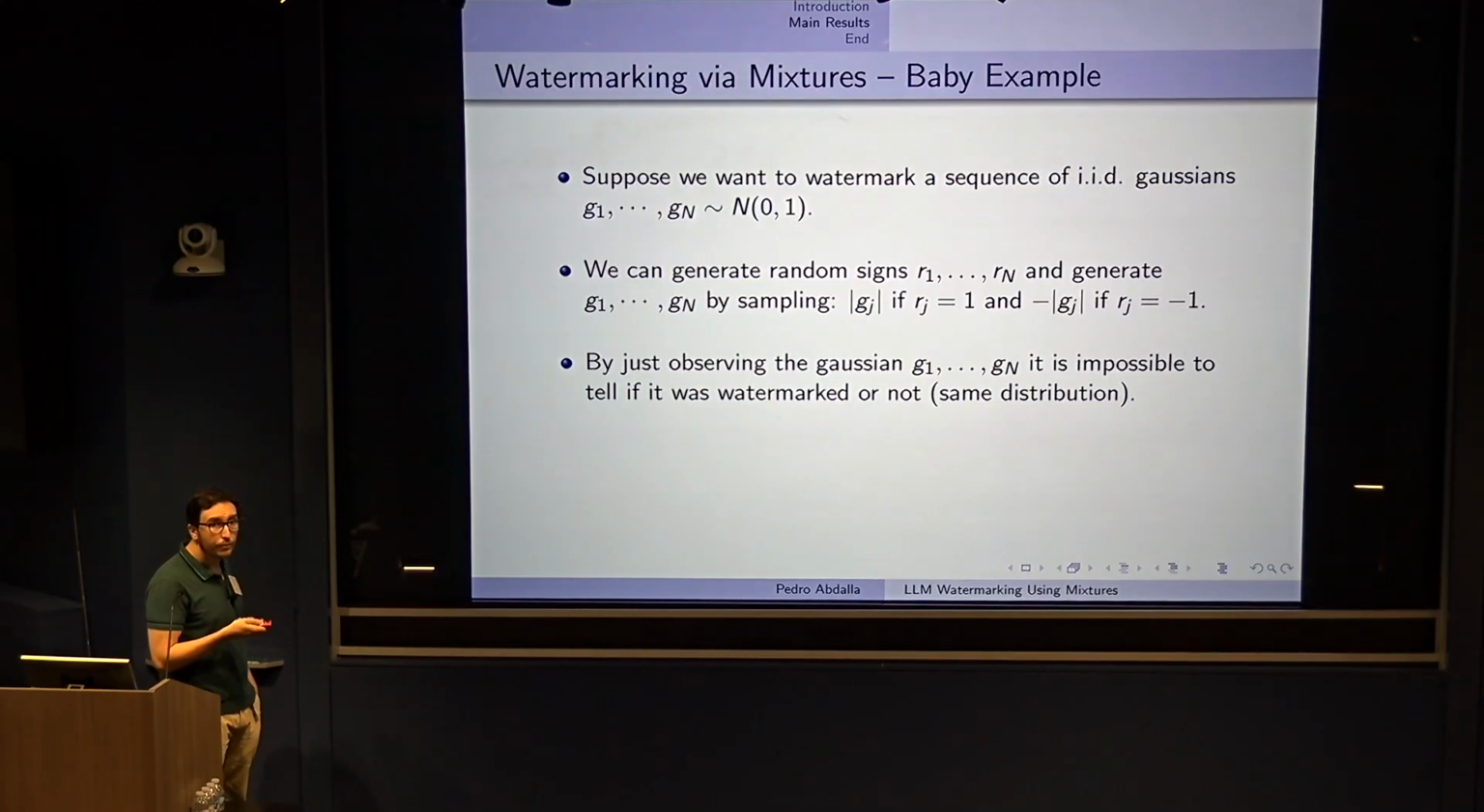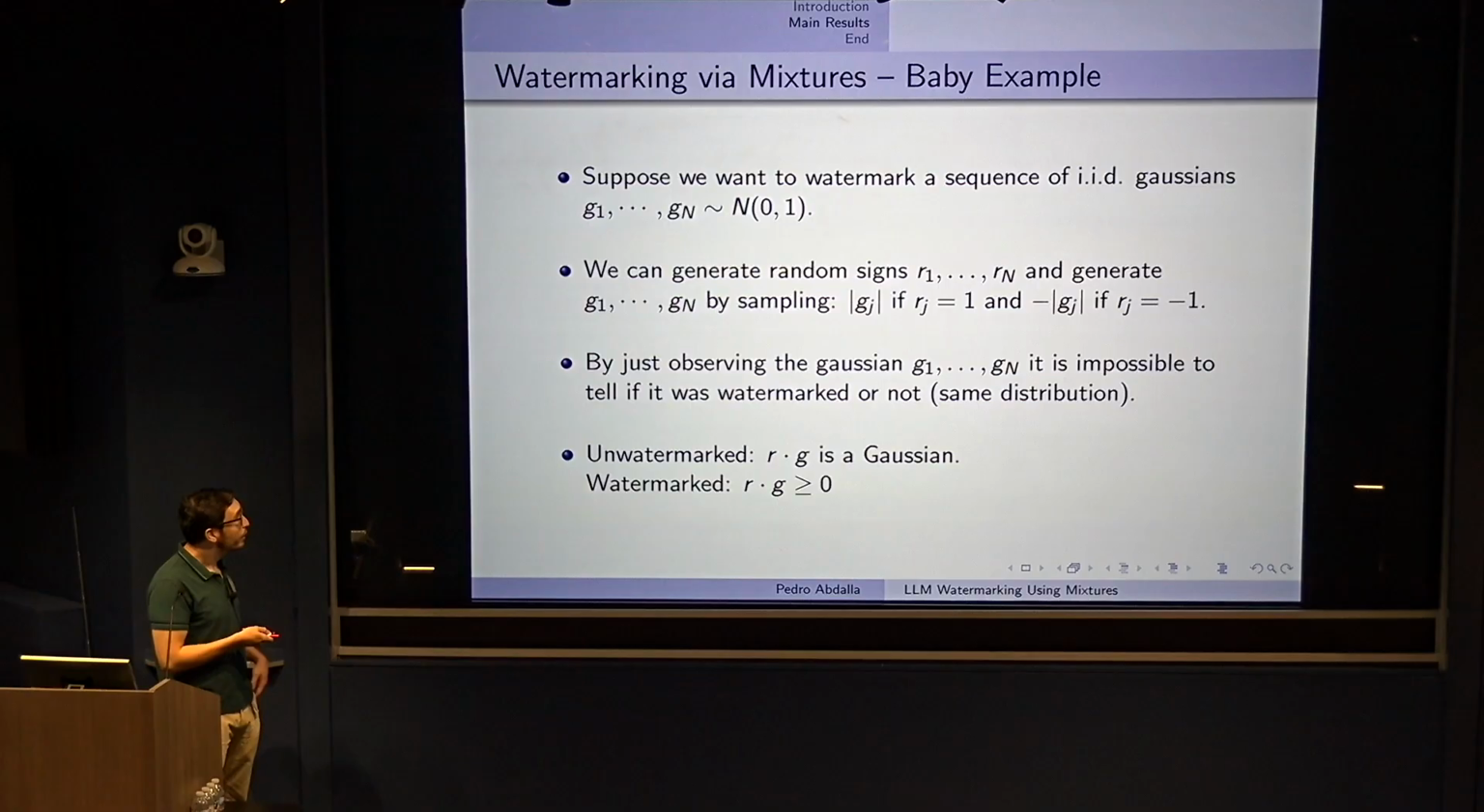So by just observing samples of Gaussian, you cannot tell if it's watermarked or not, but a watermarking test is pretty simple. We just count the number of negative components. How many samples went negative? Because of our generation scheme, our key is the sign, so if you multiply by the sign, you're going to take the absolute value. And if the Gaussian was completely independent from my sign, multiplying by the sign is going to have the same distribution.